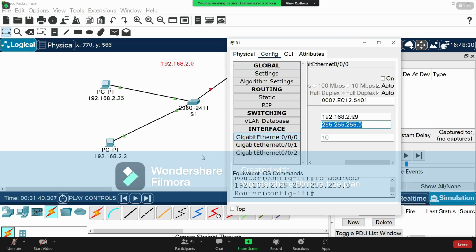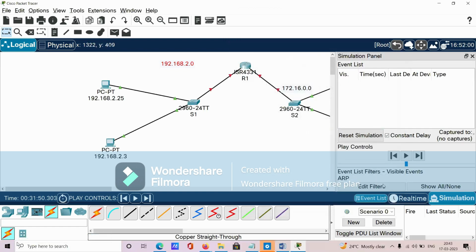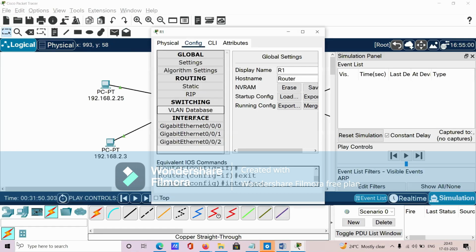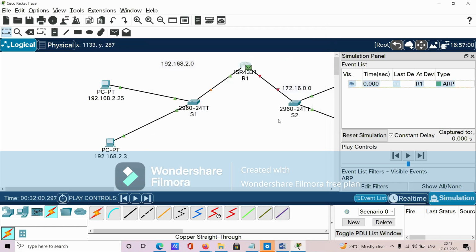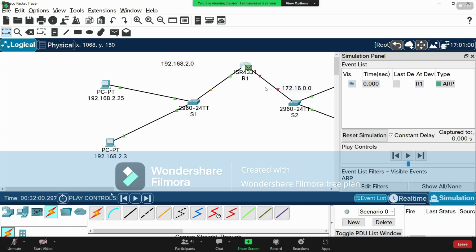Yes, sir. Fine. Now, the moment I assign the IP address to this, look here, this router has generated a message. Now, what is this message?